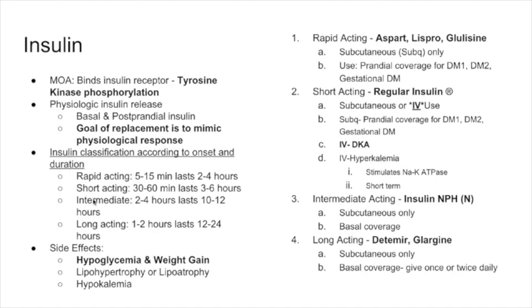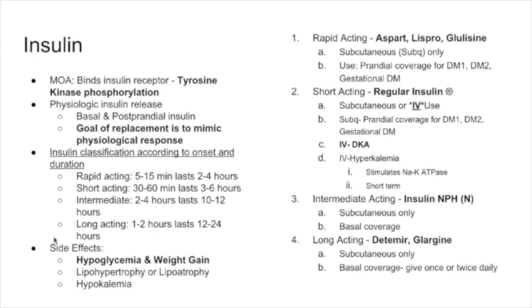There are really four classes of insulin. The rapid acting works right away, 5 to 15 minutes, and lasts about 2 to 4 hours. The short acting takes about half an hour to an hour to work and lasts 3 to 6 hours. The intermediate takes 2 to 4 hours to work and lasts about 10 to 12 hours, so half of the day. And long acting takes about 1 to 2 hours to work and lasts 12 to 24 hours. I don't want you to get caught up on the exact numbers, but I want you to understand that there are different forms of insulin according to the onset and the duration.